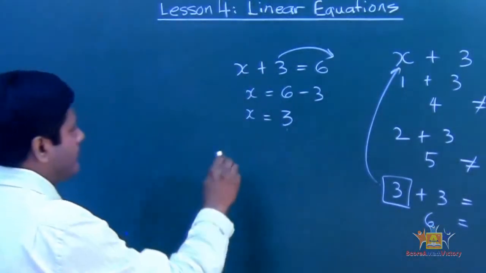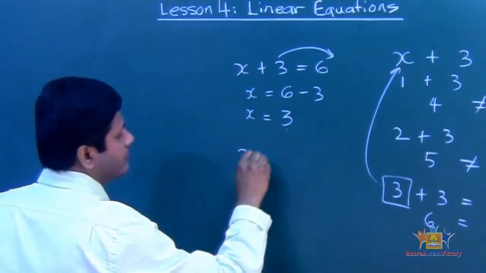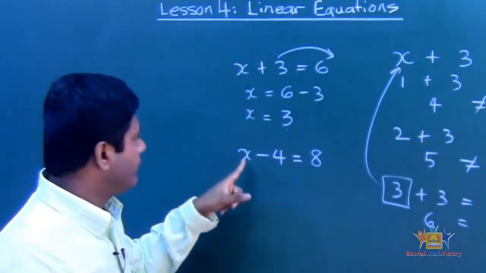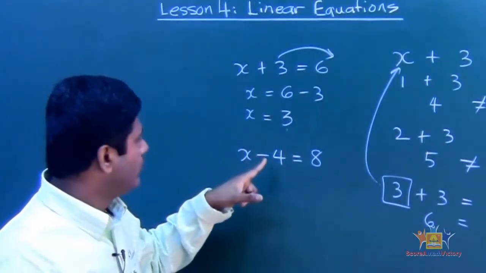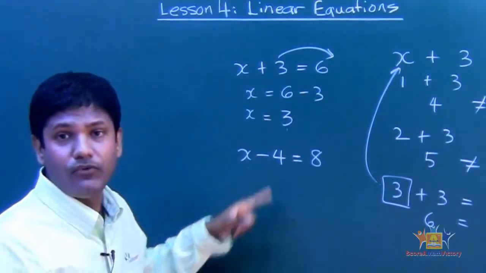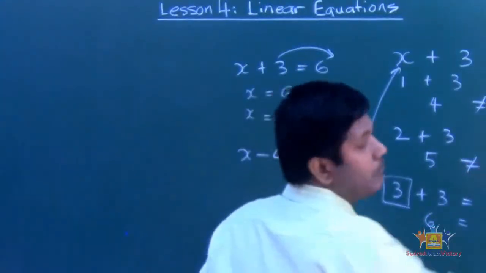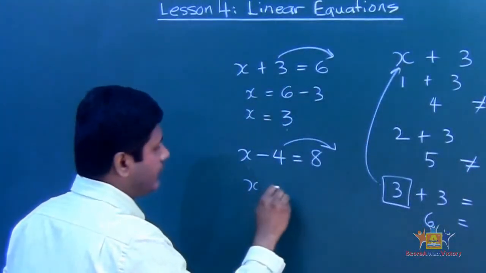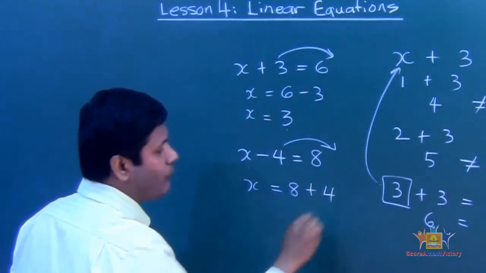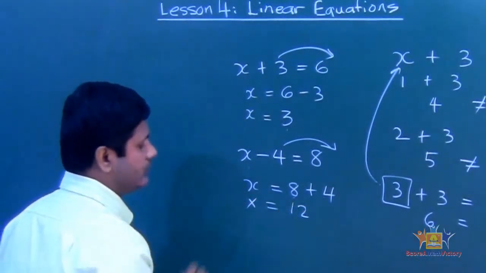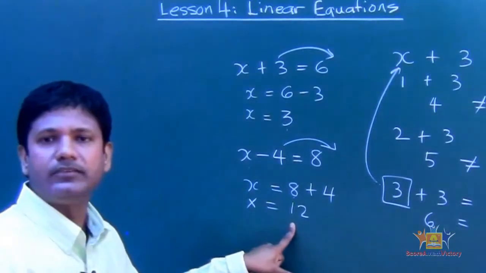Let's say, for example, Mr. Mac gives you x minus 4 equals 8. And I'm looking for x. Who has got to go? Minus 4 has got to go. When minus crosses the bridge, it becomes plus. So x equals 8 plus 4. 8 plus 4 is 12. See that? So x equals 12.